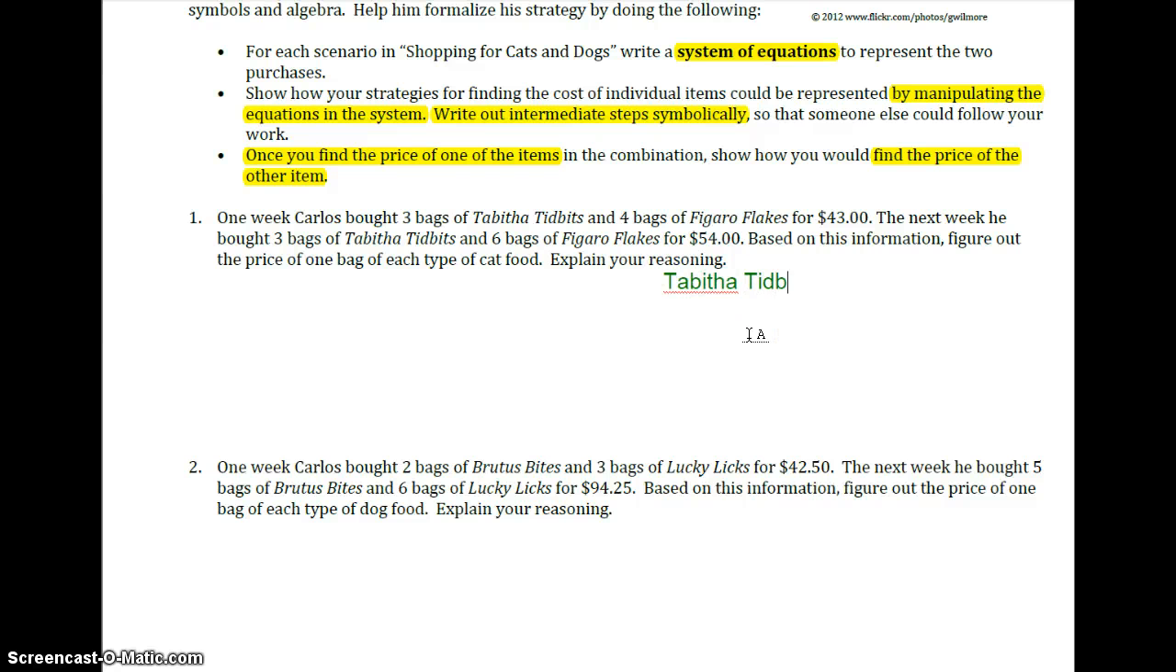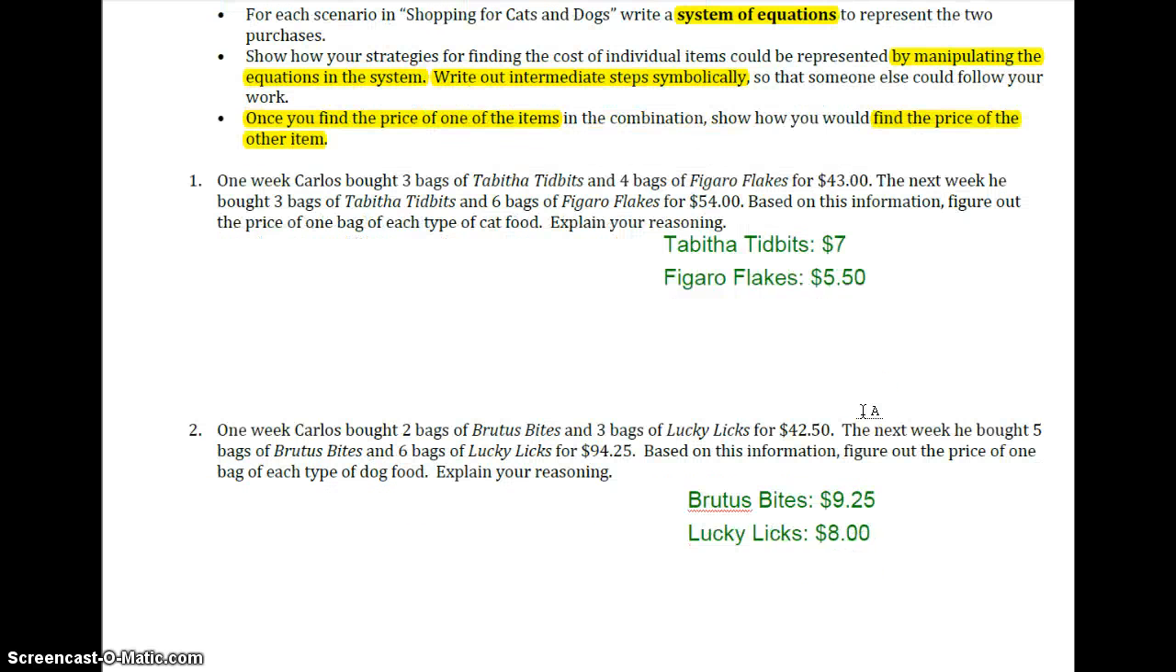So Tabitha Tidbits, those are $7. And Figaro Flakes, you should have gotten were $5.50. Then on number 2, Brutus Bites, they were $9.25. And Lucky Licks, they were $8. So pause as you need so you can write these down, maybe small in the corner so you have lots of room for work.